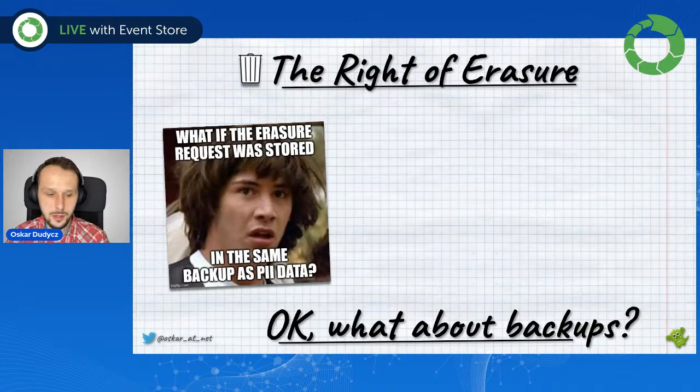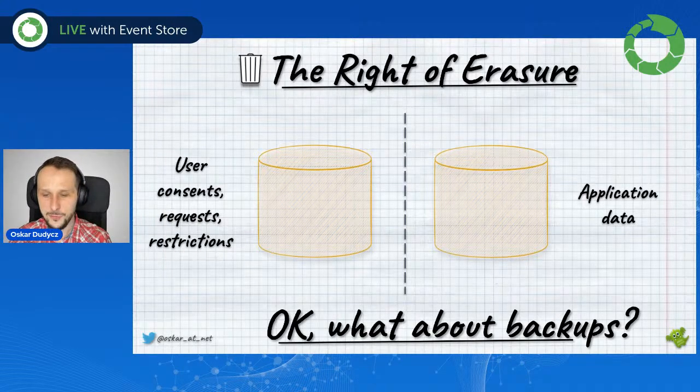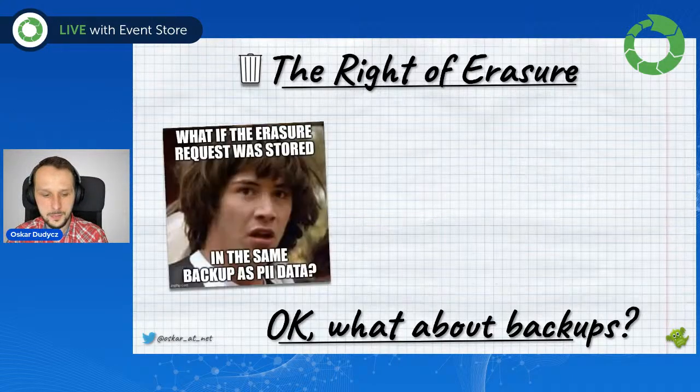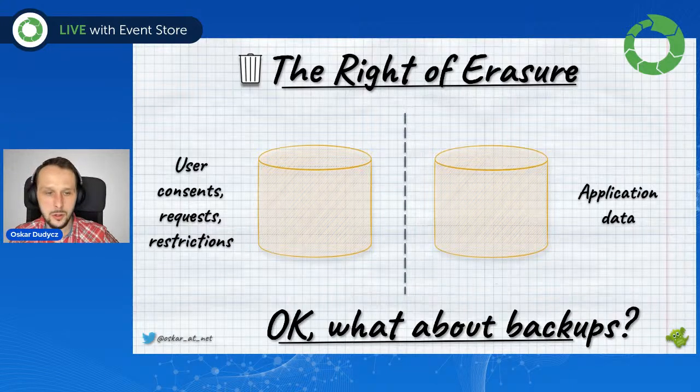Okay, but what if the erasure request was also stored together with the PII data in the backup? Then we are quite doomed, because if we are restoring that data, how do we know whether we should still re-anonymize or re-erase? Typically, user consents, requests, and restrictions, all of that information should be put into some other database. This can be a simple key-value store, but the most important thing is that it is a highly fault-tolerant, highly resilient database, and that it's not kept together with the application data.